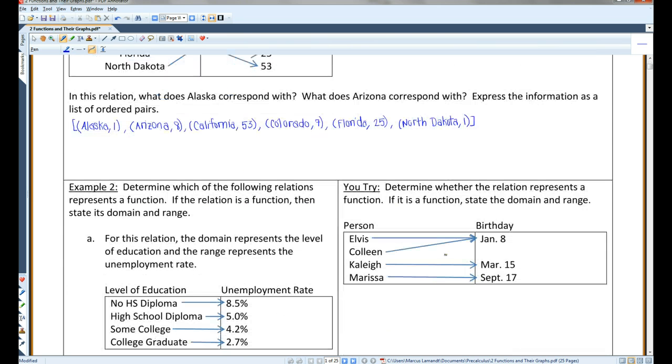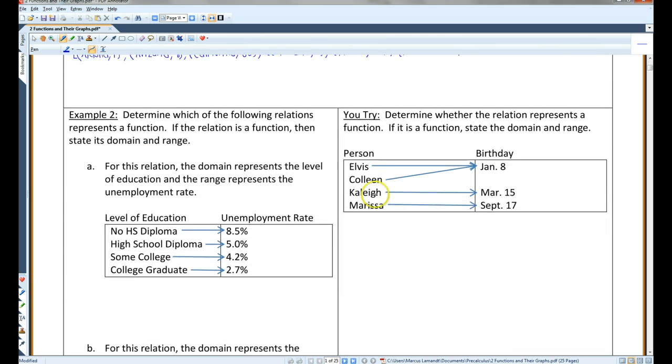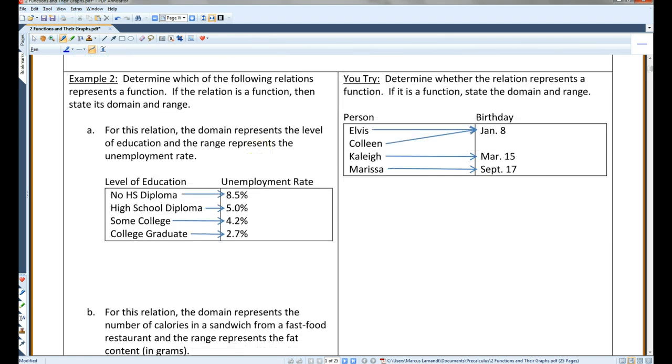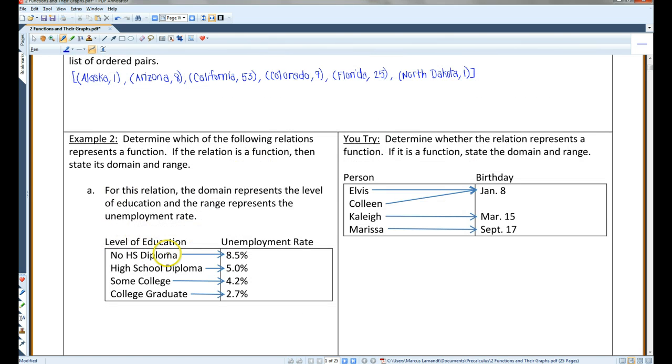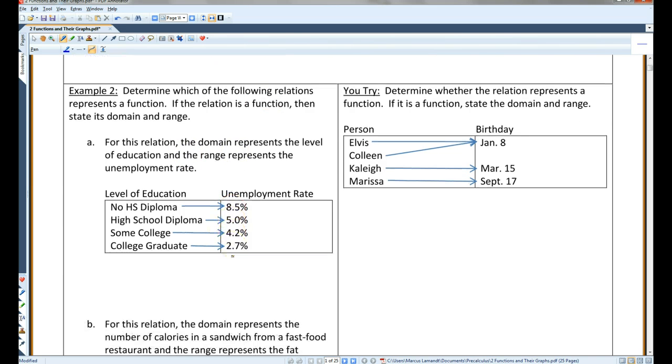Okay, example 2. Determine which of the following relations represents a function. If the relation is a function, then state its domain and range. I hope that you guys kind of remember how to determine whether or not a relation is a function. If you don't, we'll go over it here.